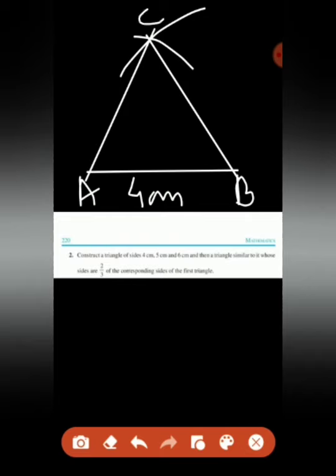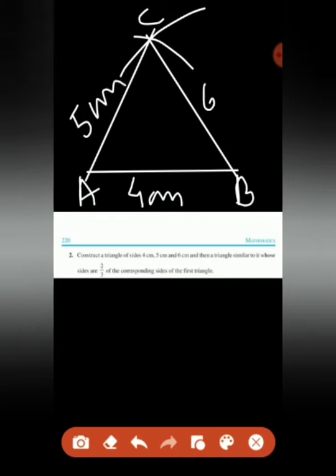We call this point C. This is C, and AC is 5 centimeter. AB is 6 centimeter. After this, your next step is that you need to draw a triangle similar to this triangle whose sides are 2/3 of this triangle.